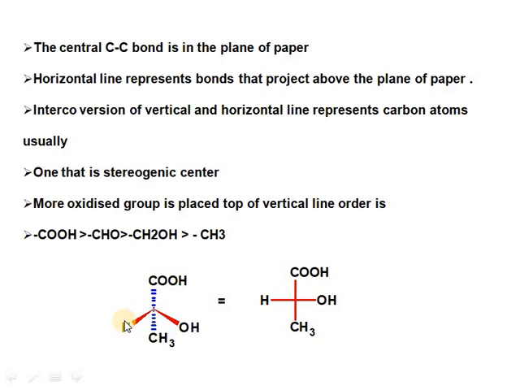is above the plane of the paper. This point is below the plane of the paper. These structures, which are similar to this, show the previous projection formulas. This COH group is vertical, at the top. This group is on the left side and this group is on the right side. So this is left and this is right side. This methyl group with a dotted line or dash formula will show below the plane of the paper.